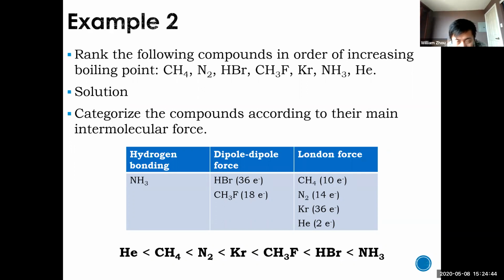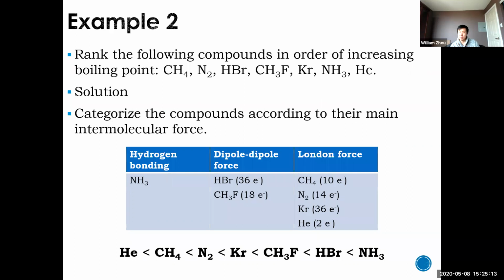Once you're done with the London, you go to the next tier, the dipole-dipole force. CH3F, only 18 electrons, you're up next. Then HBr, having 36, is the second highest. Finally, hydrogen bonding is number 1, NH3. Again, keep in mind that this is just a rule of thumb. It could be possible that something with only London forces overtakes something with dipole-dipole or hydrogen bonding.